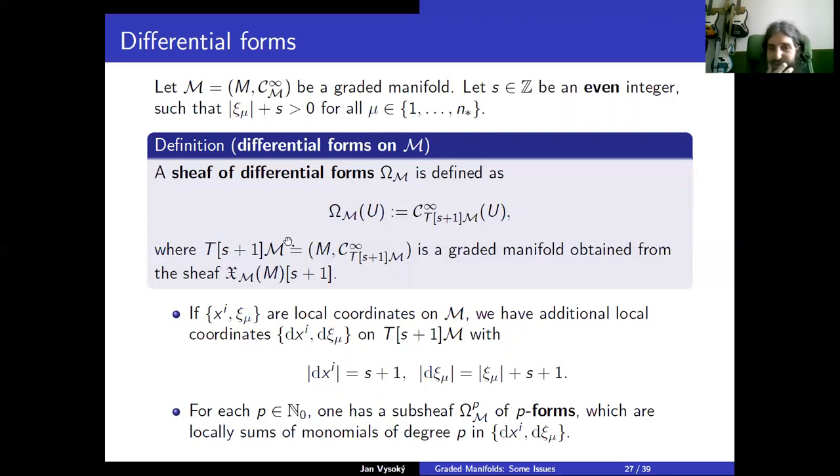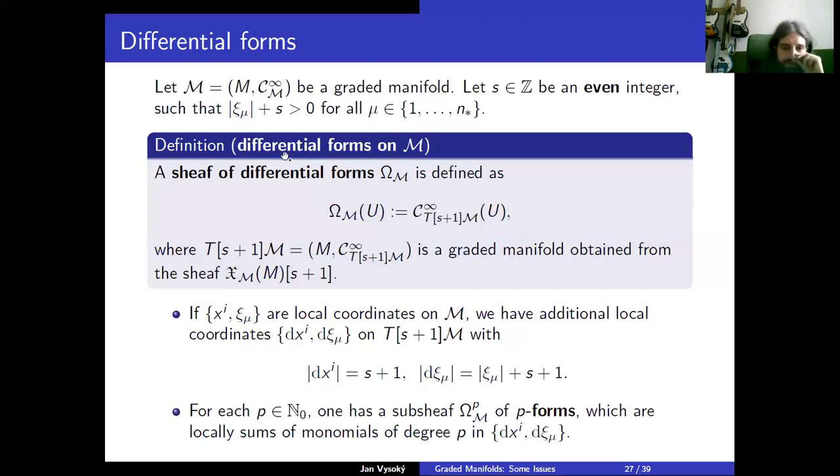And then I define a sheaf of differential forms in this way. I take the sheaf of vector fields, I shift it by S plus 1, and this is again a graded vector bundle. So I can construct a corresponding graded manifold, and this corresponding graded manifold is denoted like this. It's denoted as the degree S plus 1 shifted graded tangent bundle, but it's really the graded manifold corresponding to this S plus 1 degree shifted vector bundle.